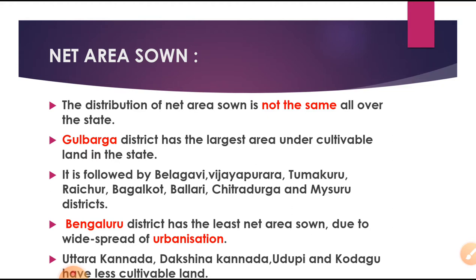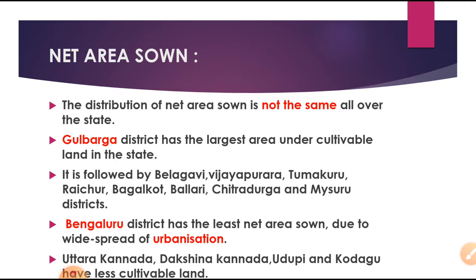If you take it district wise, Bangalore Urban has a very small net area in our state. Why Bangalore? You know that Bangalore is one of the metropolitan cities in our state, and the capital also. So Bangalore uses its land for other developmental works. Bangalore's lands come under land not available for cultivation. There is not much agricultural land, which is why Bangalore has the least net area.